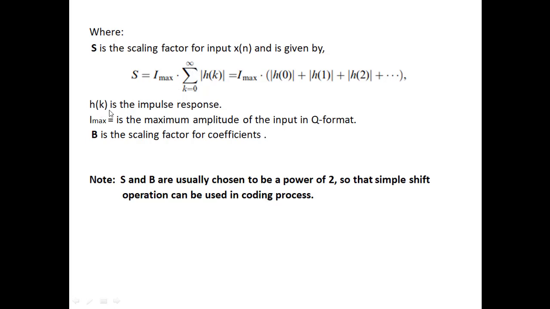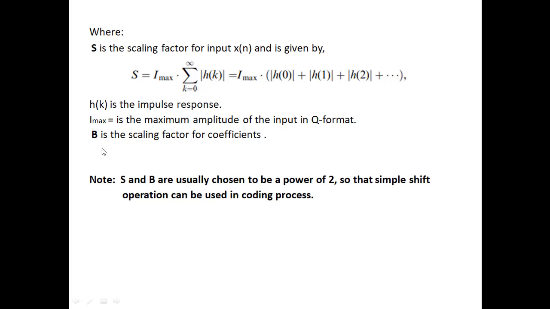Where h of k is the impulse response, and this parameter I max is the maximum amplitude of the input in Q format. We'll come to know this more when we take up an example. I will convince you there. But I max is what? It is the maximum amplitude of the input in Q format.